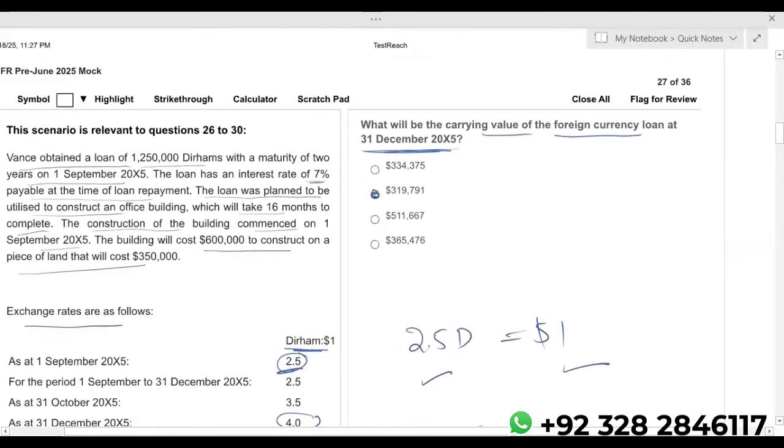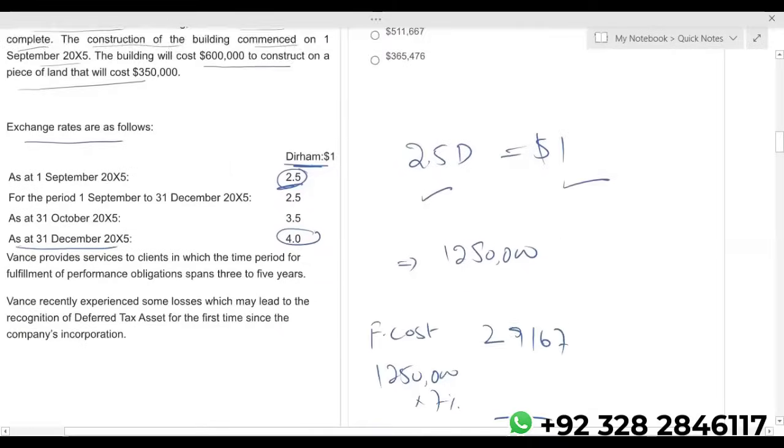What I did, I simply calculated the loan amount in dirham till December, and then by using the closing rate, I translated. Pure and simple. The examiner did not ask me to go for exchange gain or loss and all that stuff. So it's pretty simple.